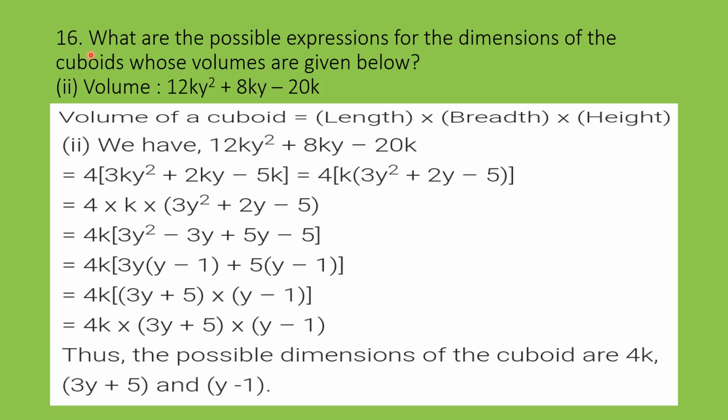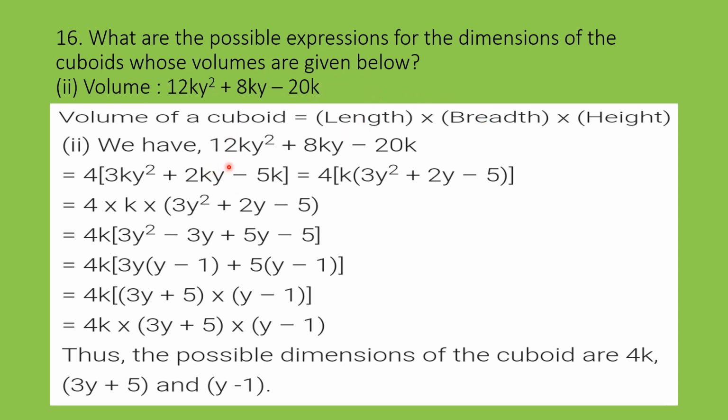Question number 16. What are the possible expressions for the dimensions of the cuboids whose volumes are given below? In that question number 2, volume is given as 12ky square plus 8ky minus 20k. We already know that volume of a cuboid is length multiplied by breadth multiplied by height. That means the given quadratic polynomial can be written as a product of three factors.